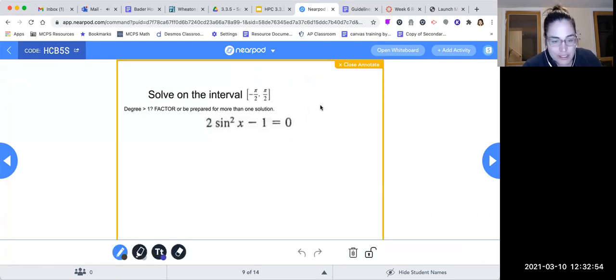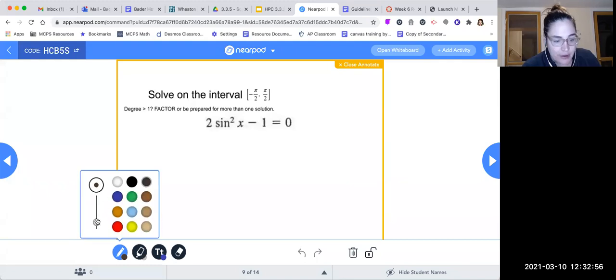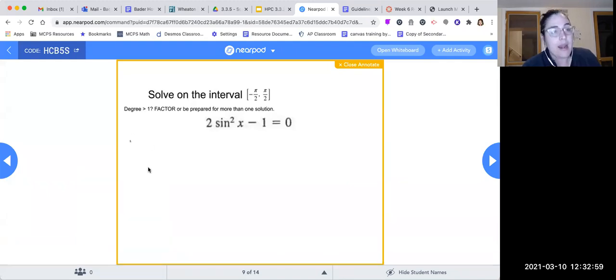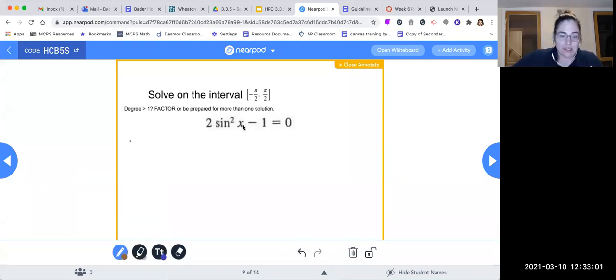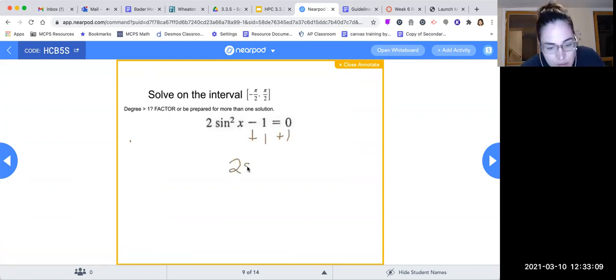Here's another one. It's just another degree greater than 1, but it's one that I'm not going to need to factor. I can actually take the square root. So I have 2 sine squared of x minus 1 equals 0. I'm going to add 1 first. So 2 sine squared of x equals 1. Divide by 2, sine squared of x equals 1/2.